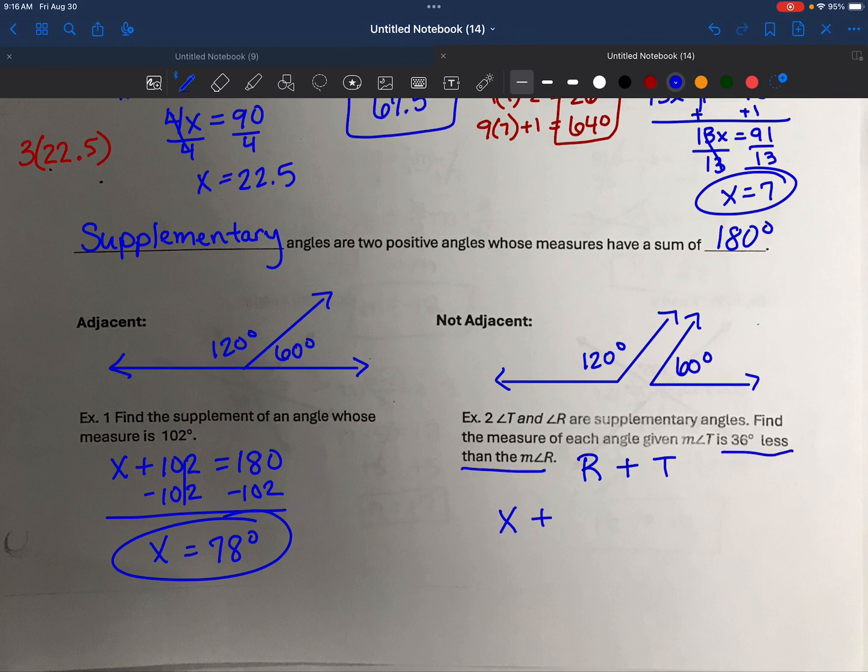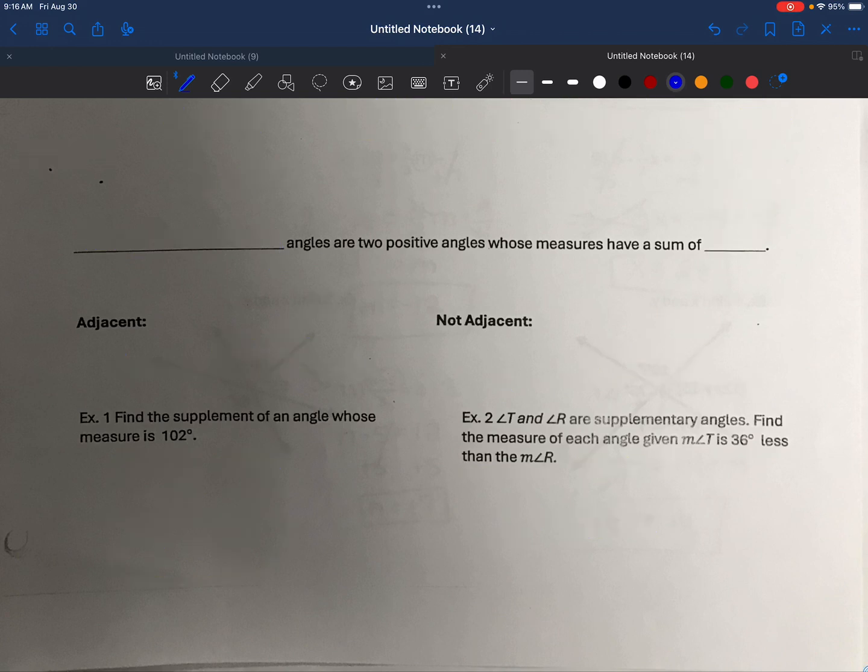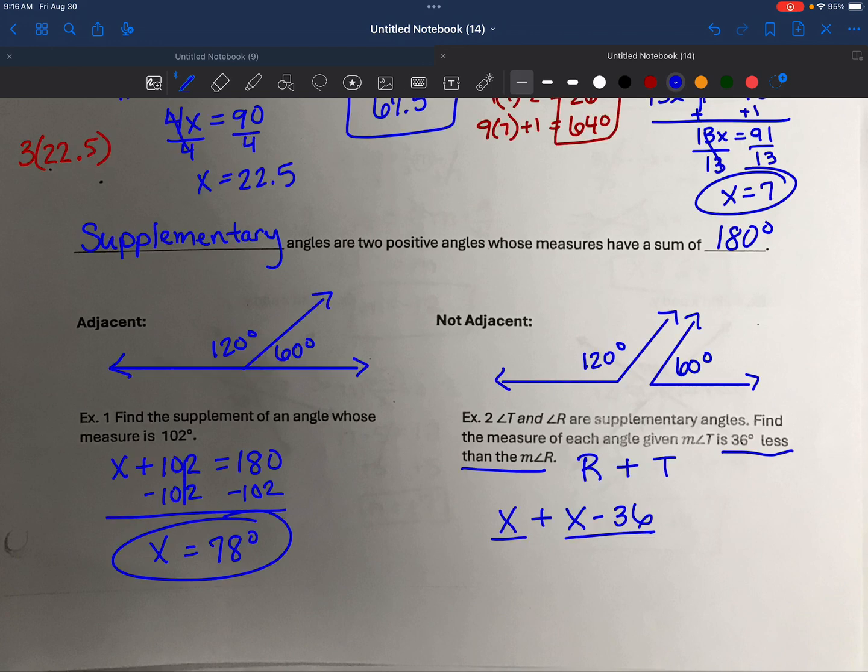What do I know about T? It's negative 36. Read the whole thing. 36 less than R. Well, what was R? X, and it's 36 less than that. Okay? You have to be careful on these types of problems, because every time you will write essentially the variable twice.